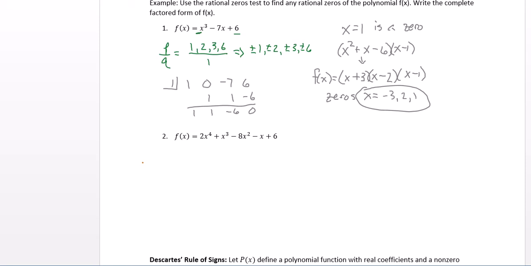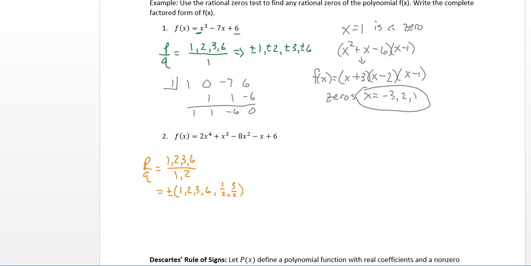All right, so again, P over Q. P is factors of the constant term. All factors of 6. Anything that goes into 6 is 1, 2, 3, and 6. Factors of 2 are 1 and 2. So this will make all plus or minus 1 over 1, 2 over 1, 3 over 1, 6 over 1, 1 over 2. 2 over 2 is the same as 1. 3 over 2. 6 over 2 is the same as 3.